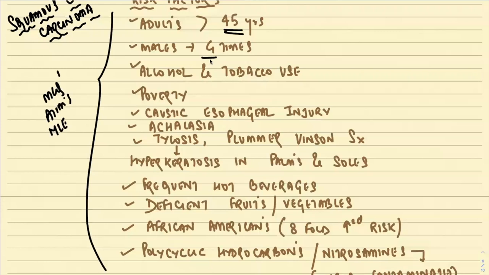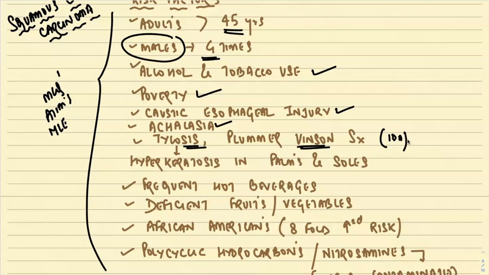In males, the risk of development is 4 times, so males are predisposed. Alcohol and tobacco can predispose to the development of squamous cell carcinoma. So does poverty, caustic esophageal injury, achalasia cardia, tylosis, and Plummer-Vinson syndrome. Plummer-Vinson syndrome, we have read in iron deficiency anemia, where there was esophageal web formation along with beefy tongue and atrophic glossitis, and iron deficiency anemia. All these things together give rise to Plummer-Vinson syndrome.